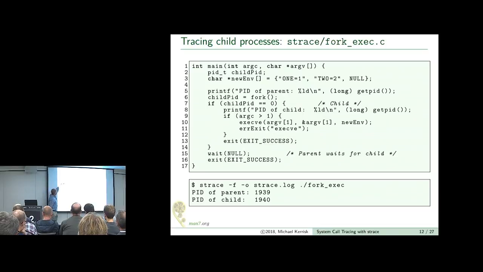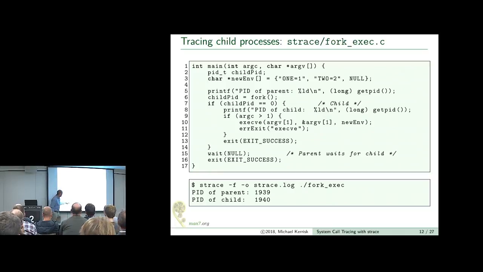I've got a program that creates a child process using fork. Fork returns 0 when the child returns, and the child prints out a message, and maybe if there was a command line argument, the child will try and exec a command. I'm not actually going to try and do that in the demonstration that we'll see in just a moment. The parent, meanwhile, waits for the child to terminate.